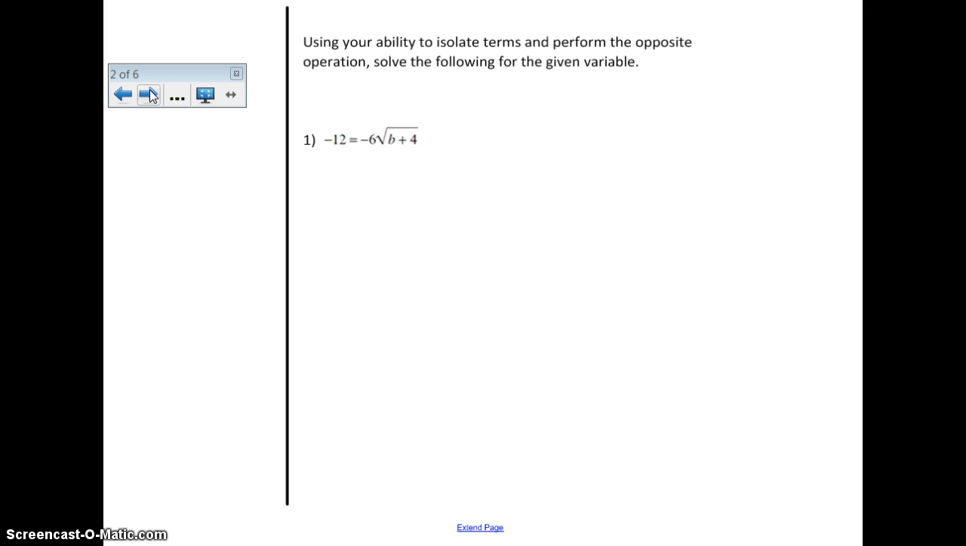So now, using your ability to isolate terms and perform the opposite operation, solve the following for the given variable. We have negative 12 equals negative 6 times the square root of b plus 4. So we want to solve for b. As you notice, it's inside the radical here. So what you have to do first is isolate the radical. You're going to isolate the radical first.